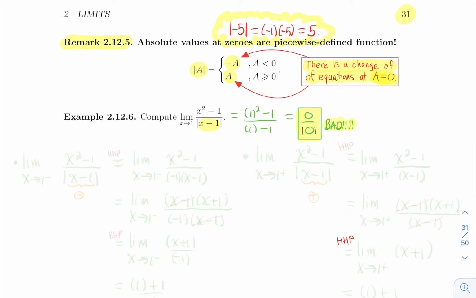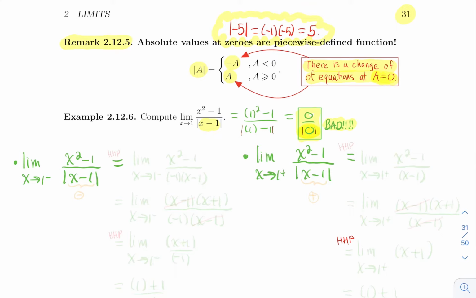So we need to go left and right. So let's go left first. So limit as x approaches 1 minus, so we have x squared minus 1 over the absolute value of x minus 1. And might as well write it down too. We're going to define first and then compute the right limit as x approaches 1 plus of x squared minus 1 over the absolute value of x minus 1. So after the left and right limits are defined, we need to get rid of these absolute values.